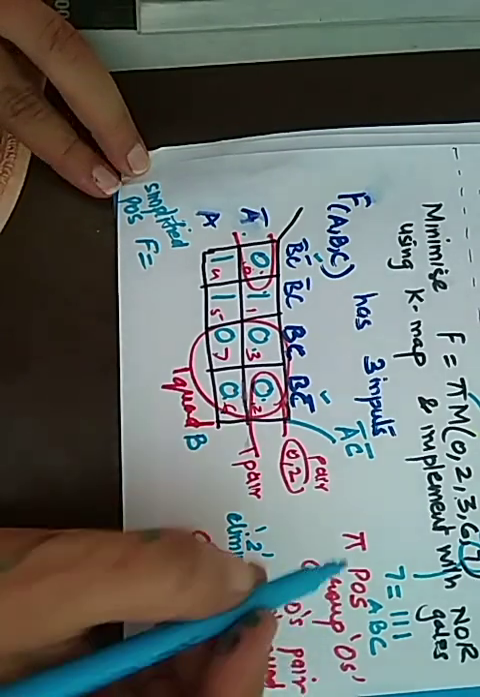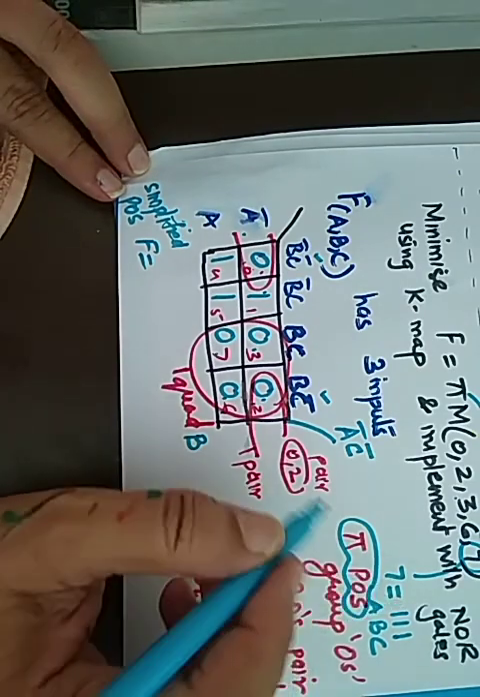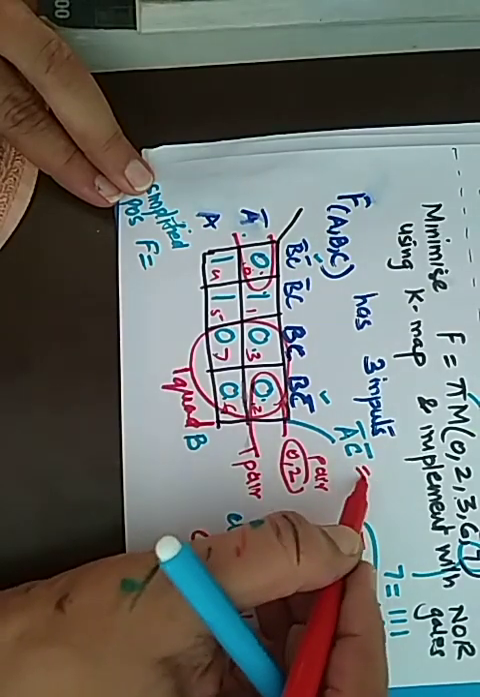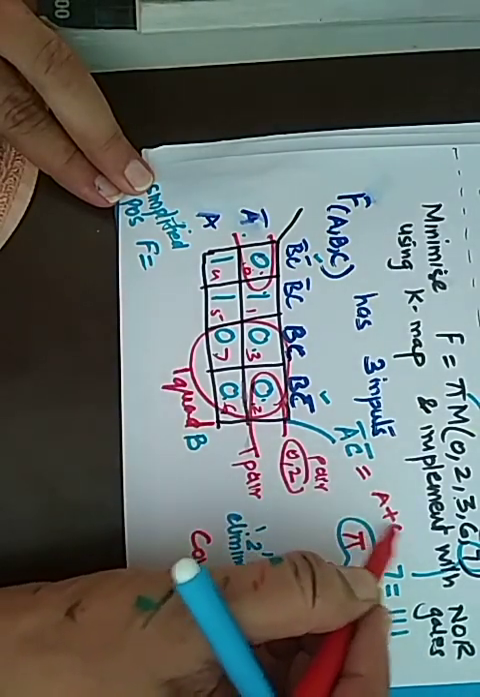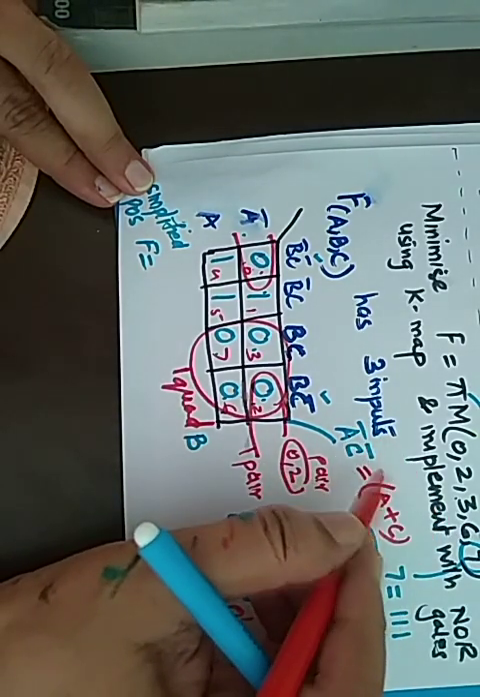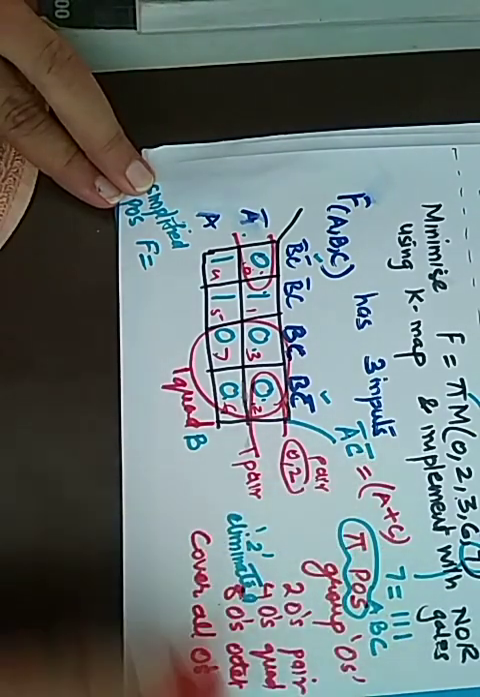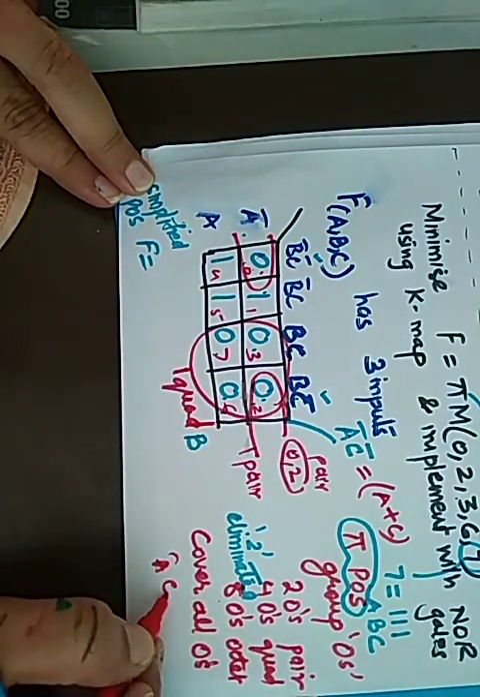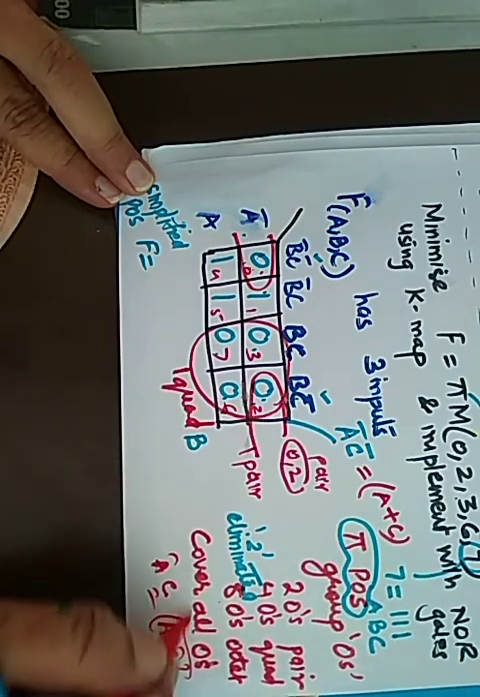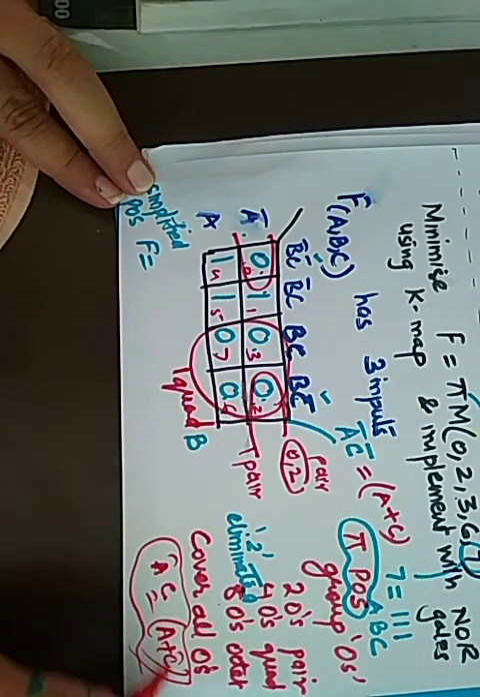The last step is very important to remember, that you have to convert this to a POS. For that, there is a very important thumb rule that if you have A bar, C bar, you have to write it as A plus C. If there's a bar, you remove the bar. If there is no bar, you put the bar. So A bar, C bar will change to A plus C. If it was A bar, C, it would have changed to A plus C bar. Keep this in mind. I repeat, if it was A bar, C, it will change to A plus C bar.